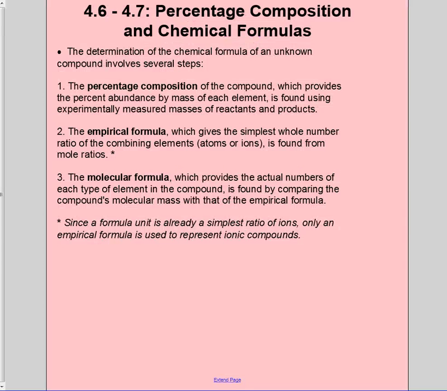Welcome group. We're going to be looking at ways in which we can apply percentage composition. So at this point we know how to calculate the percentages of elements in a compound, and we want to see what the application is to chemistry.